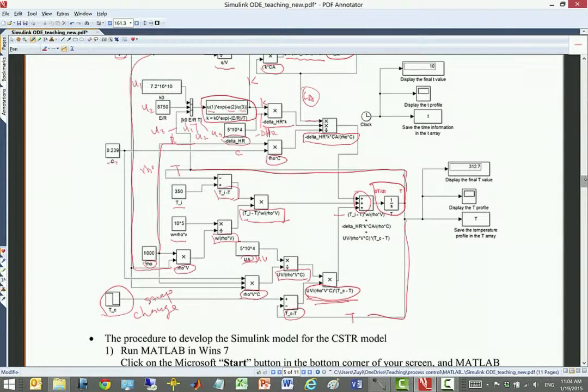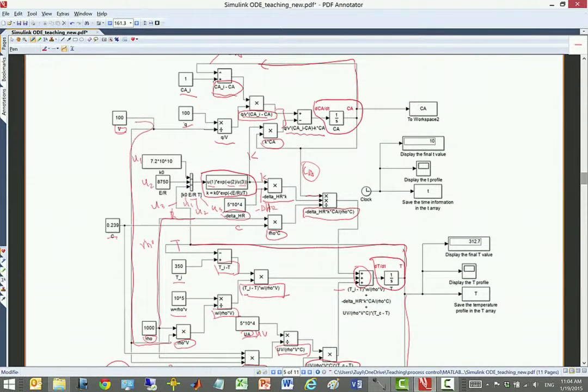Okay. So I'll now give you a big picture, and we also record the data, the output profile, using this array. We could also use this scope here, and then we can also display the final value here.